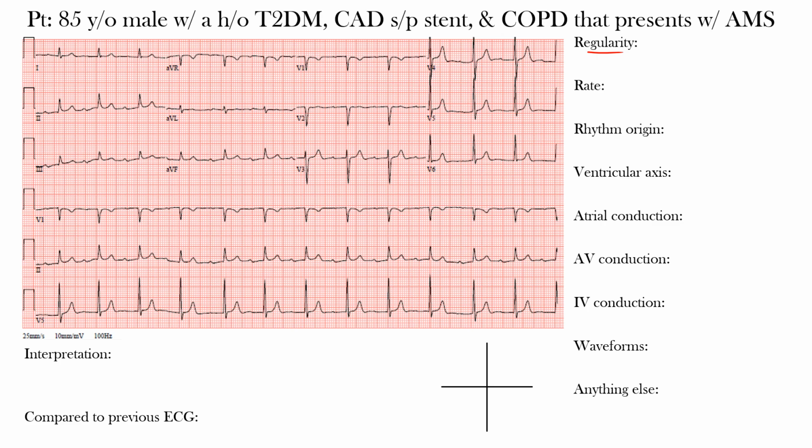So as we mentioned, we have an 85-year-old male with a history of type 2 diabetes, coronary artery disease, status post stent placement, and COPD that presents with altered mental status in this EKG. So let's walk through it. So first, what is the regularity of this rhythm?